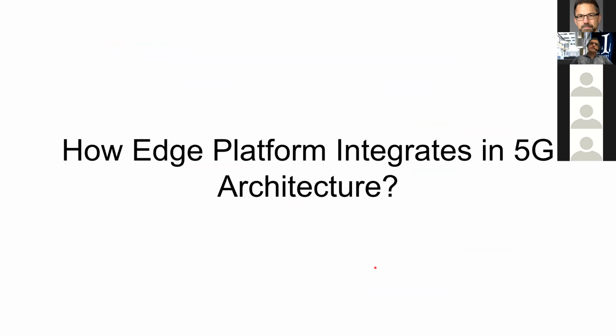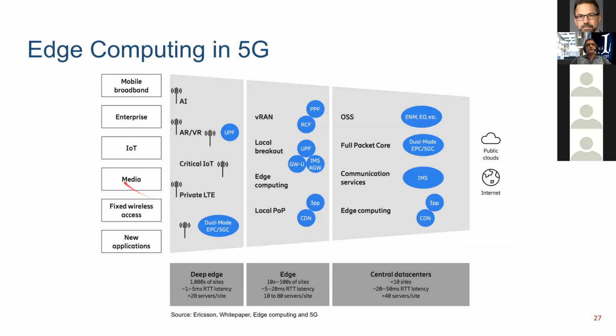So how can we embed an edge platform in this 5G architecture? Where you put the edge really depends on your requirements. For example, here I have three different categories of edge. If you put it in the data centers, you're going to deliver 20 to 50 milliseconds latency. The number of sites could be less than 40.